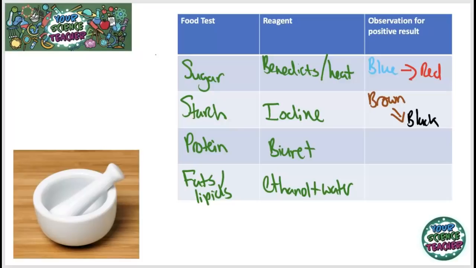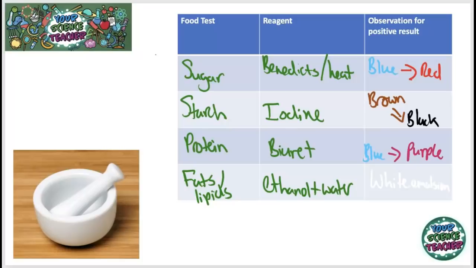For proteins, once you add the biuret solution, which is also blue, if you get a positive result for this test, the biuret solution will turn purple. And finally, for the fats and lipids test, if you get a positive result you get a white emulsion. You're just going to have to learn these tests off by heart, because it could come up with any of these food tests in your exam.